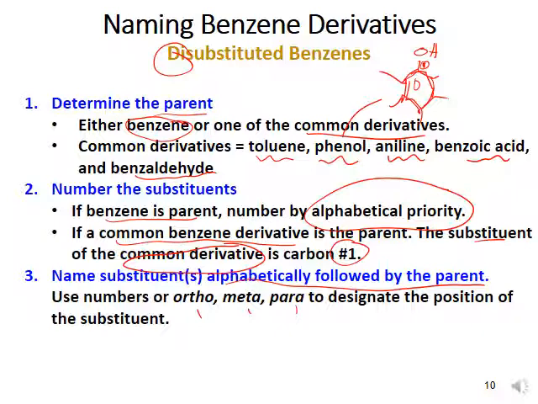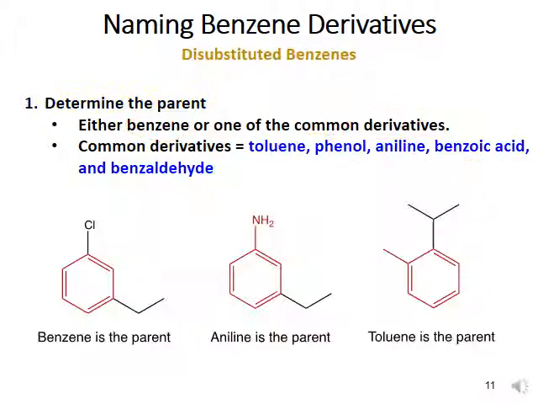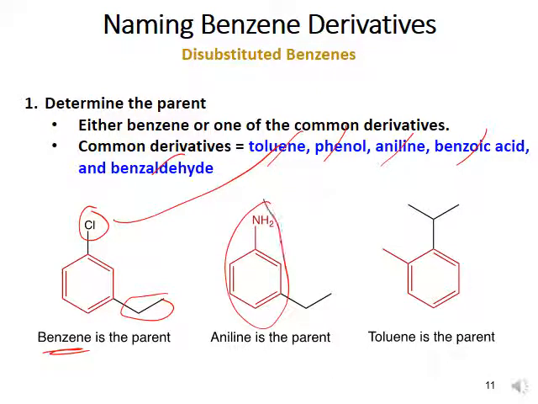Okay, so let's keep practicing here. So you determine the parent. Now, that and that don't match up with any of these, right? So therefore, benzene is going to be your parent here. Now, this you know of as aniline, so that can be your parent. This you remember as toluene, so that can be your parent. Cool? Again, this is about looking at the molecule, knowing what you have to think about, and then going through the process of identifying things.